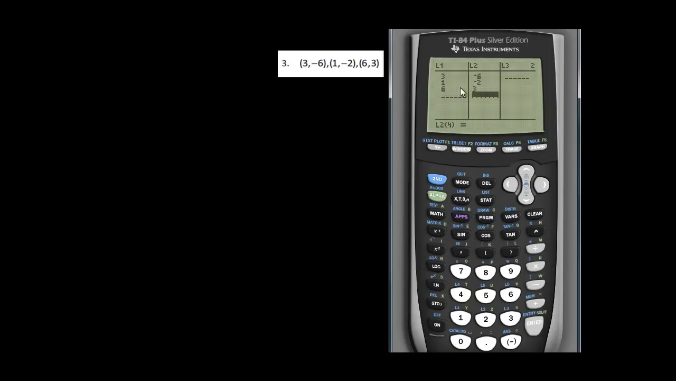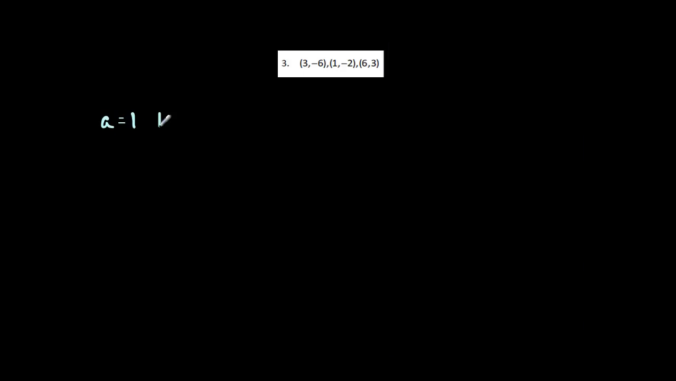So our coordinates are in. So let's quit out of that. So stat, calculate, QuadReg, which is 5. And then let's go down to calculate and hit enter. So we have 1, negative 6, and 3. So let's just write down our function then. So a was 1, b was negative 6, and c was 3. So our function will be f of x equals x squared minus 6x plus 3.